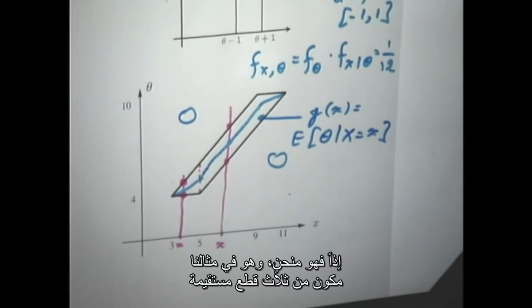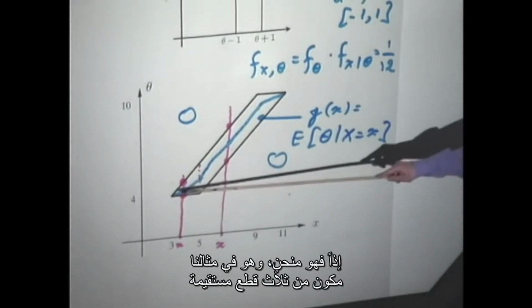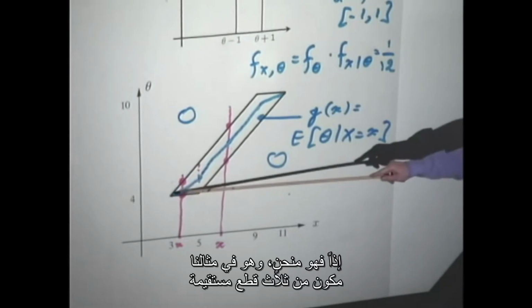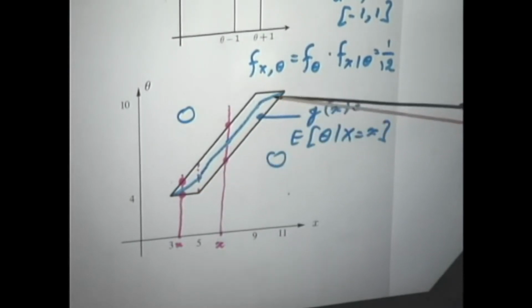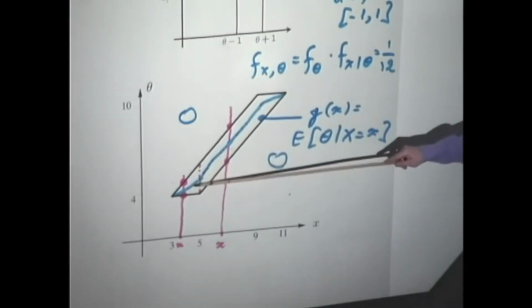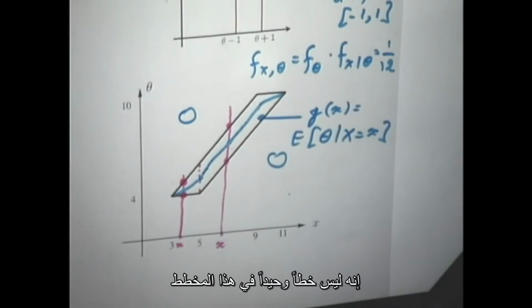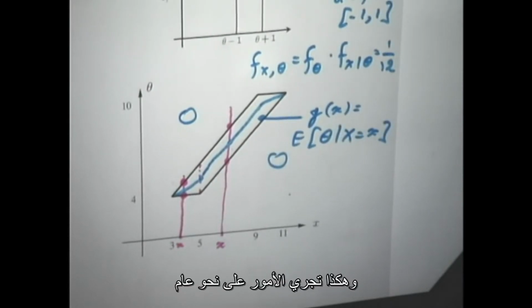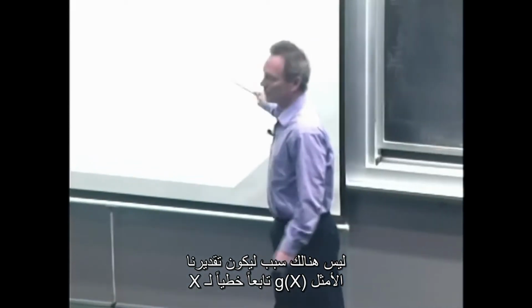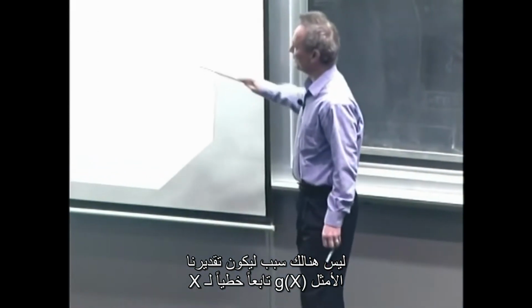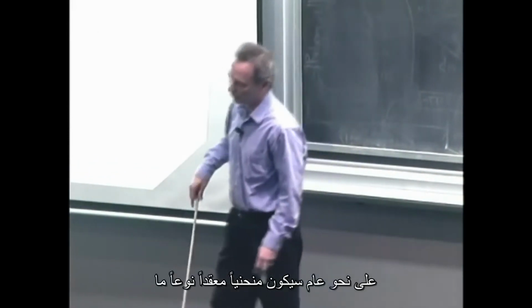So it's a curve. Because it consists of, in our example, 3 straight segments, but overall it's nonlinear. It's not a single line through this diagram. And that's how things are in general. G of x, our optimal estimate, has no reason to be a linear function of x. In general, it's going to be some complicated curve.